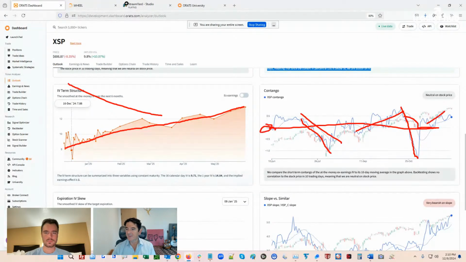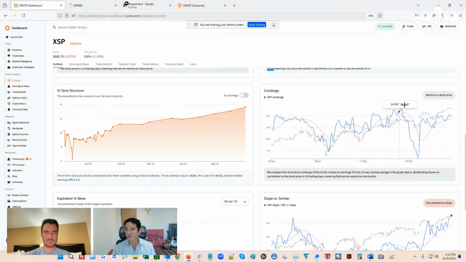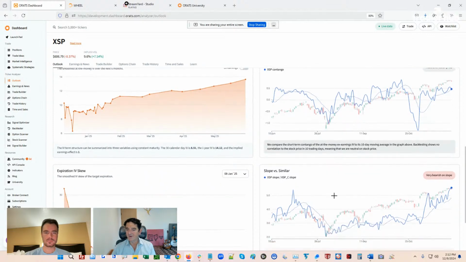And now it's been kind of coming up. But again, everything looks like it wants to come down a little bit to me. So I'd be, like I said, a little bit nervous if I was a bull. So I'm kind of in between camps on the contango and the IV relationships too.